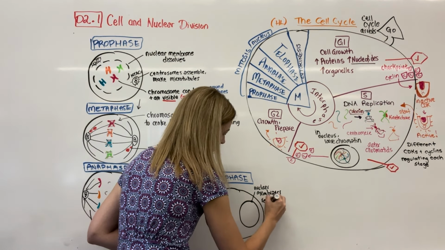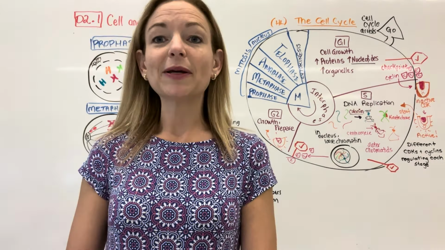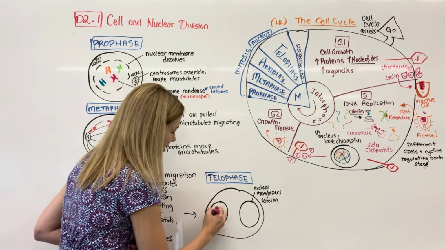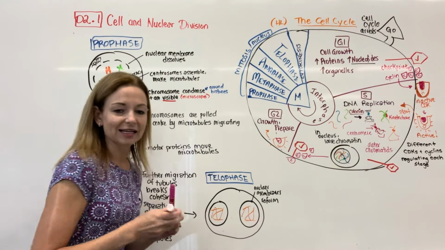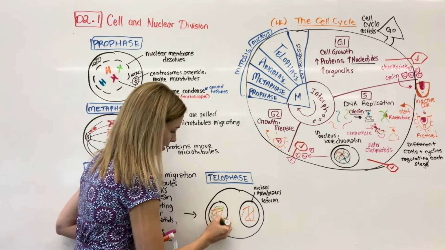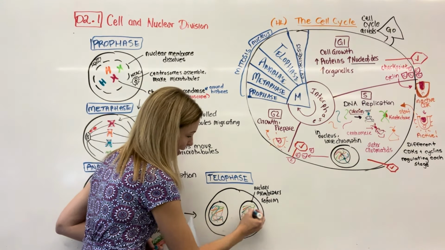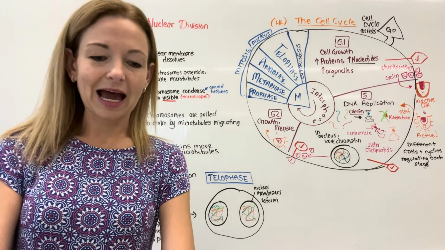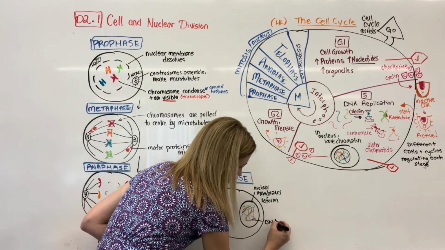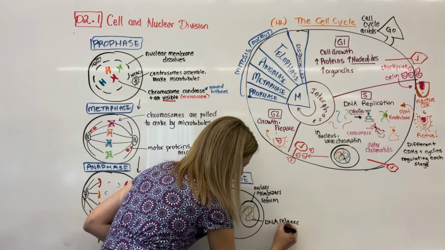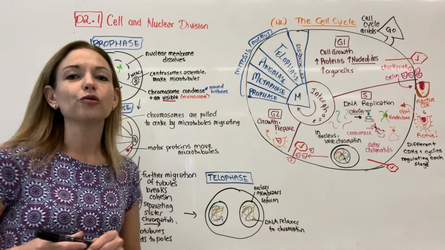Like so. And then the second thing that happens is the DNA is going to relax, because when the DNA is all tightly coiled, it is not able to be used to make any proteins. So it's going to relax back out, like so. Instead of looking tight and condensed, it's going to be relaxed back to chromatin. So the DNA relaxes back to being chromatin. And now we have successfully divided the nucleus.